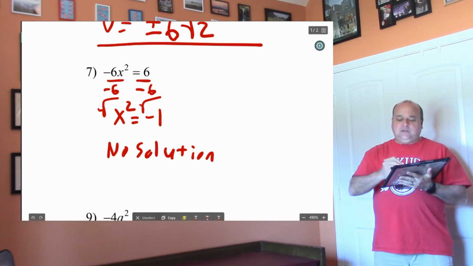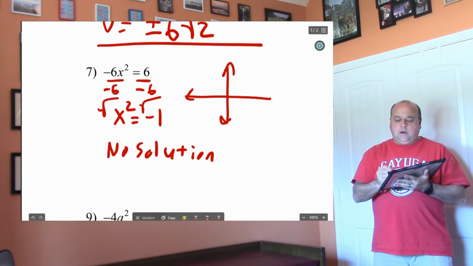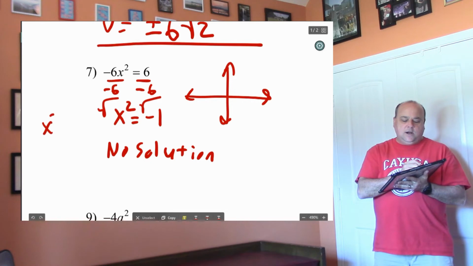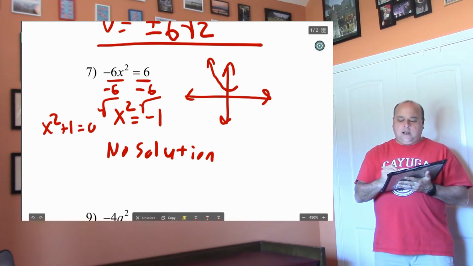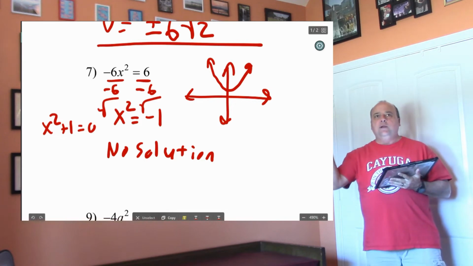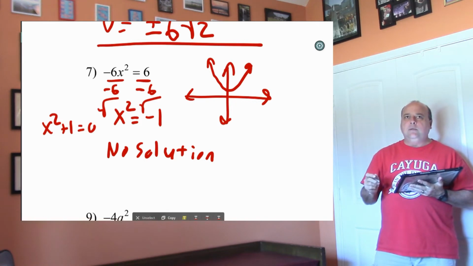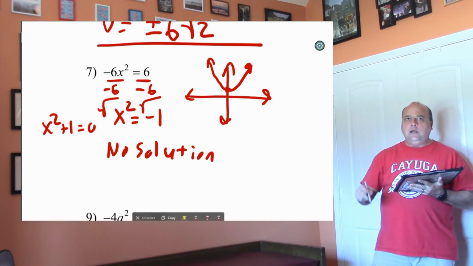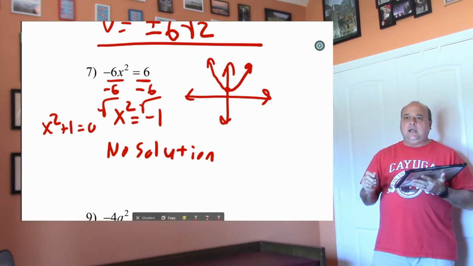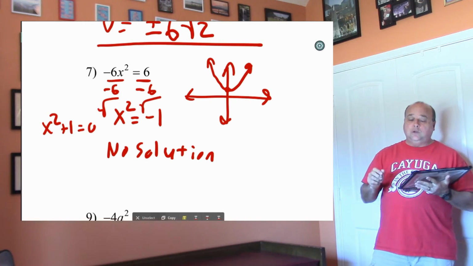Now then, what happens on this? Draw this parabola. If I were to move this 1 over, I would get x squared plus 1 equals 0, wouldn't I? The parabola will do this. It will not cross the x-axis, will it? So the y-intercept is a positive 1, and it doesn't cross the x-axis, so there's no solution.